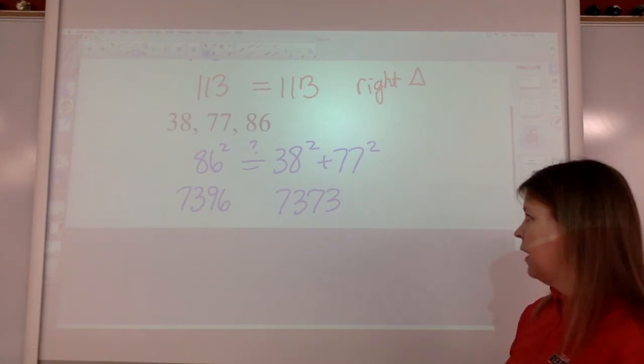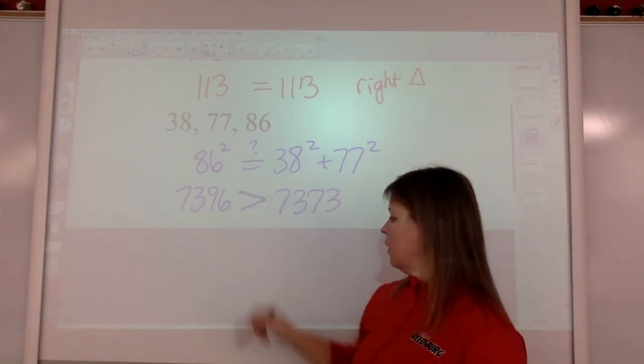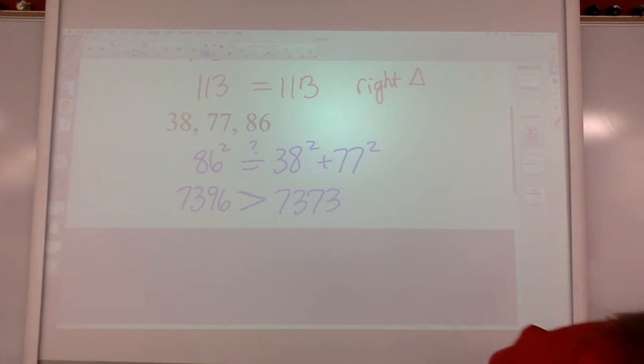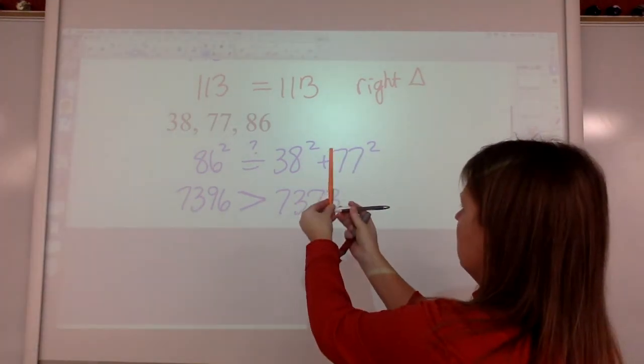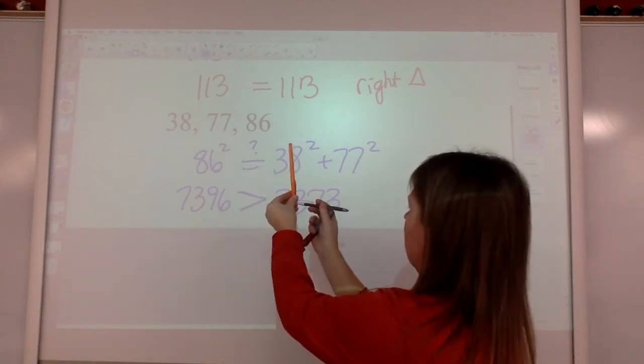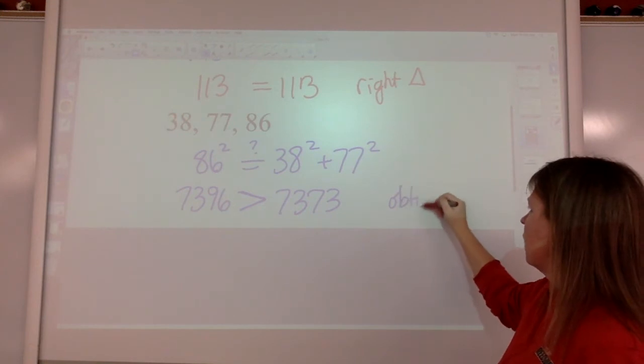How does 7396 compare to 7373? It's just a little bit larger. What does that translate to? That you had a right triangle possibly, but C squared got larger, which makes this an obtuse triangle.